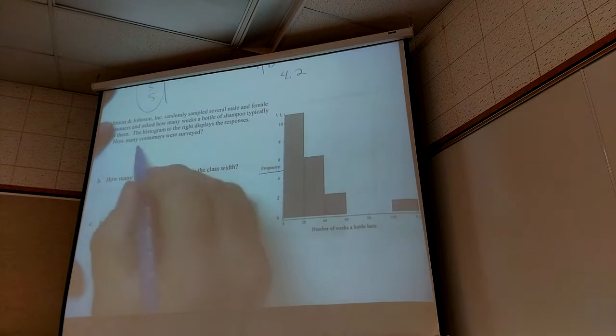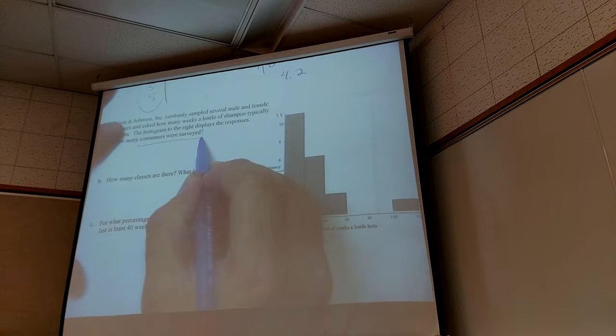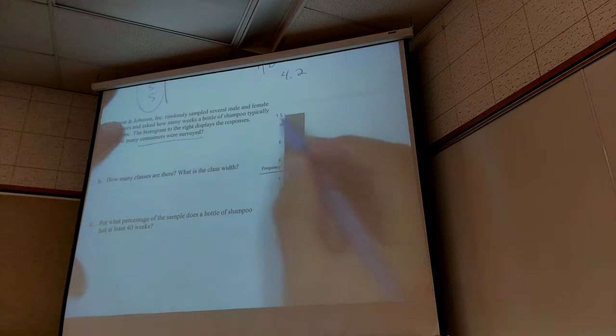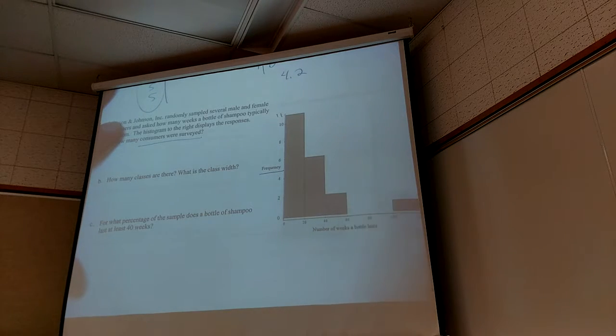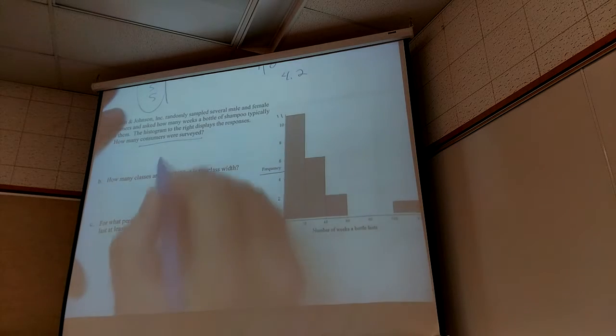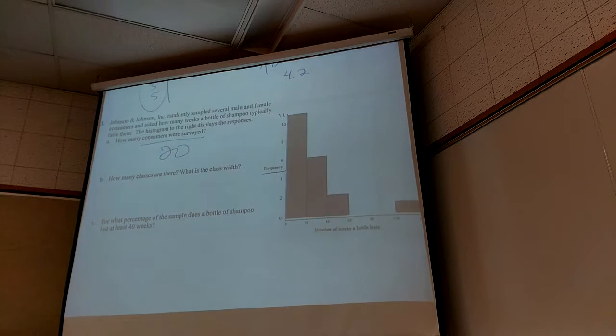So when I ask how many consumers were surveyed, all you have to do is add up the height. So 11, 17, 19, 20. 20 people were surveyed. Does everybody see that? It's just adding up the frequency. Of course, if you add up all the frequencies, you should end up with the total number of things you have to work with. In this case, it's the people.